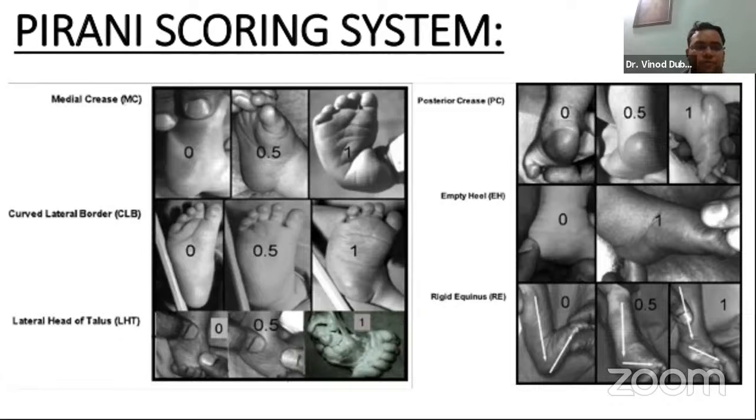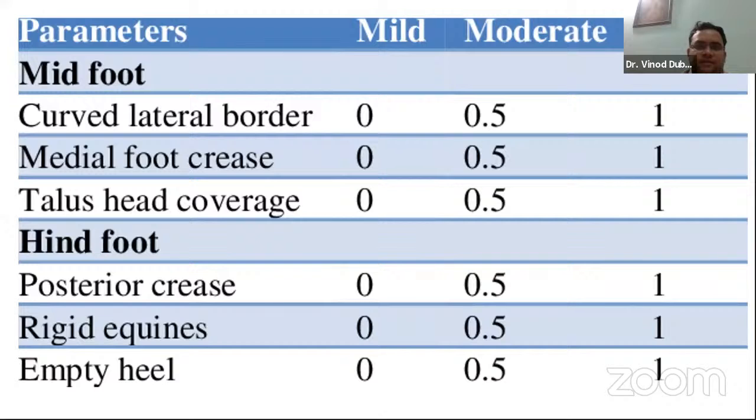And then you have to feel for the lateral head of talus. If it is not felt, it is 0. If it is partially felt, 0.5, and if it is fully felt, then it is score 1. So again, same way, maximum score is 3 and minimum score is 0. This is again same way how we are scoring. And generally, if the score is 5 or more than 5, it is the severe variety, and there is a high chance that the child will require tenotomy after correction of the deformity. And if the score is 4.5 or less, then you can get away without tenotomy.